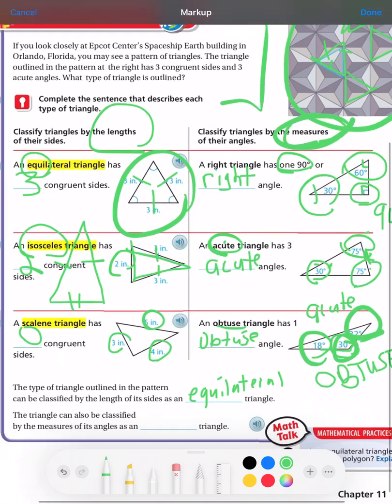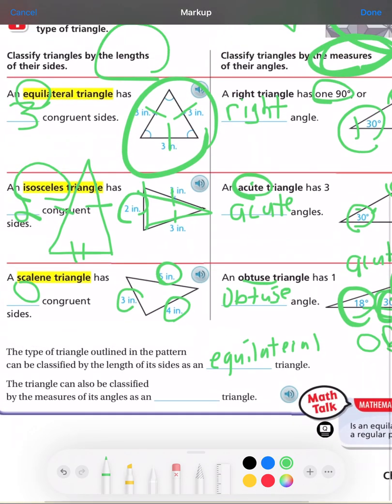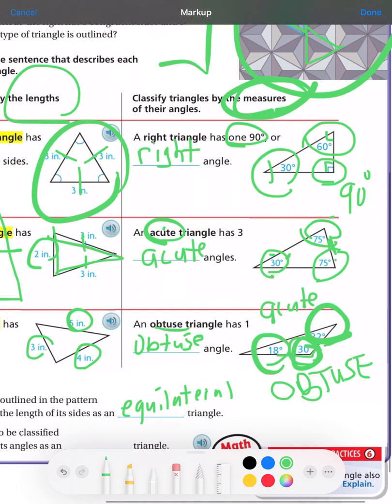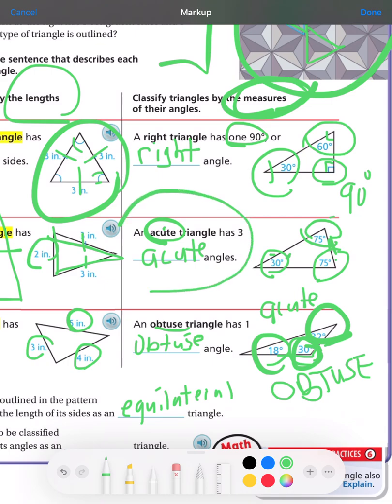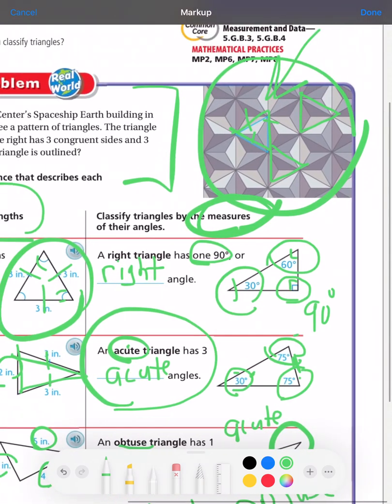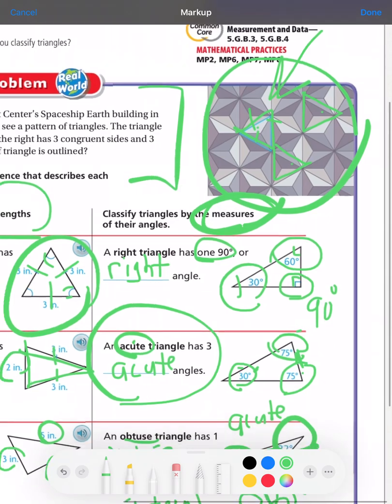So this triangle can be classified. When we classify it by the measures of its angles, we have to go back up to these and see which kind it is. Well, they're all less than 90 degrees. So I would say this is an acute triangle. Again, we're talking about these guys up here. 1, 2, 3. Those guys are all acute triangles.